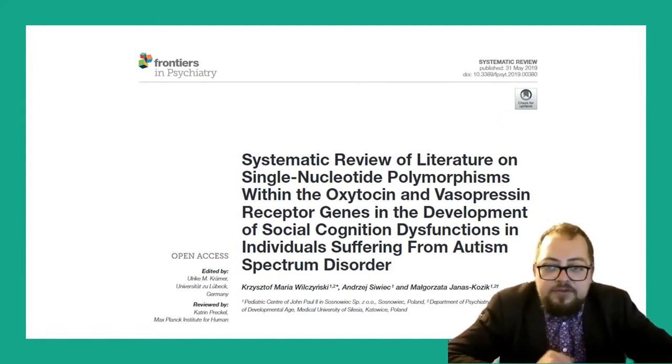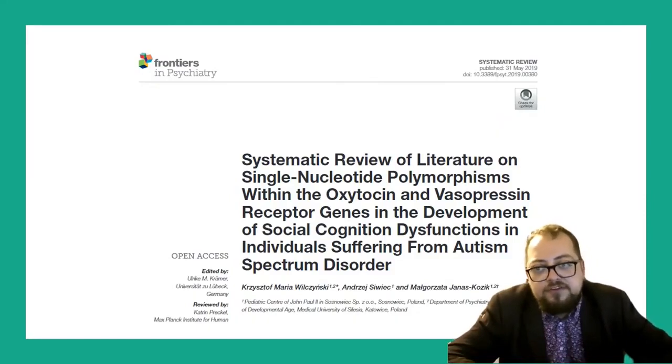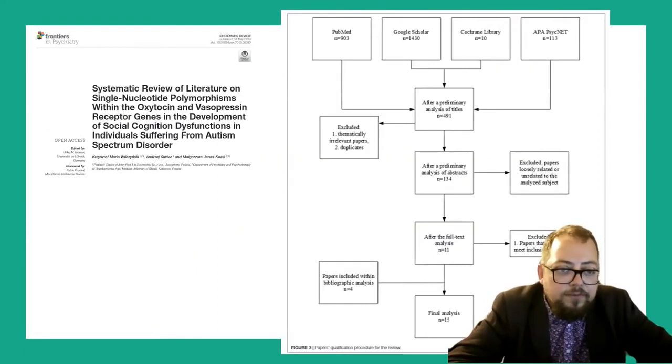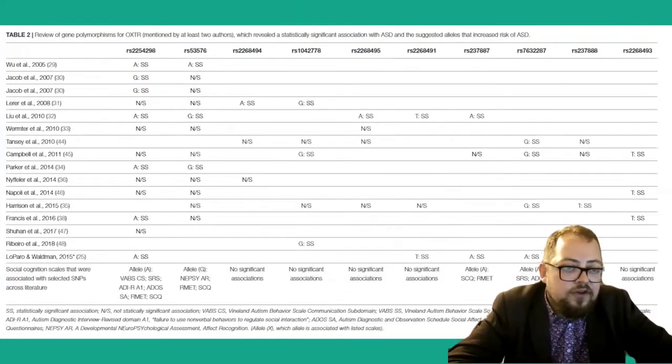The most important links between single nucleotide polymorphisms in the oxytocin receptor and social cognition in the course of ASD were found for the first two columns here. So as you can see, it's RS2254298 and RS535776. Those were the two most studied single nucleotide polymorphisms in OXTR. However, as you can see, there were plenty of others which were studied less. Unfortunately, there were almost no studies that included more than five or six of the polymorphisms.